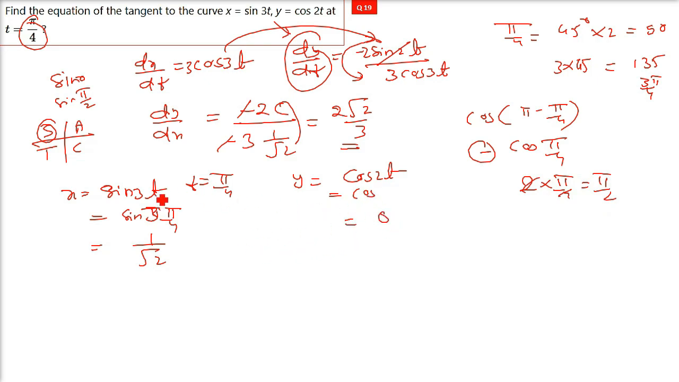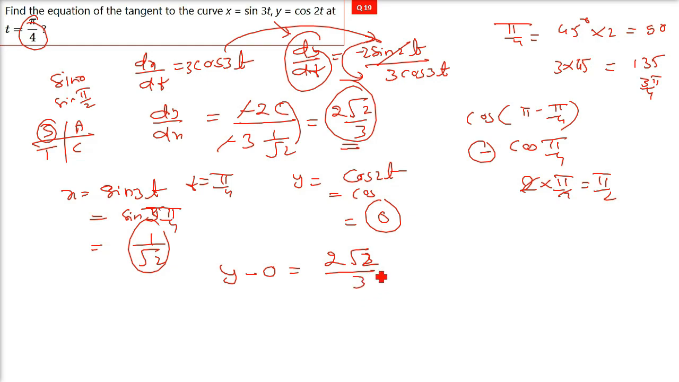So you got the point here, and when you have the point, you can find out the equation, because you already have the dy by dx, that is the slope of the line. So y minus y1 equals m into x minus x1. x1, y1 is your 1 by root 2 and 0. The dy by dx, m, is 2 root 2 by 3. You just need to rearrange it and you'll get the equation.